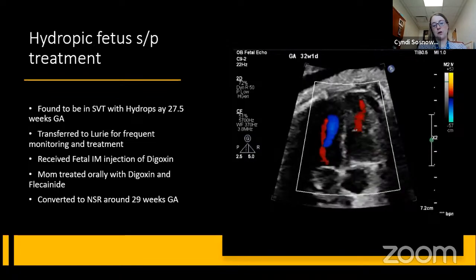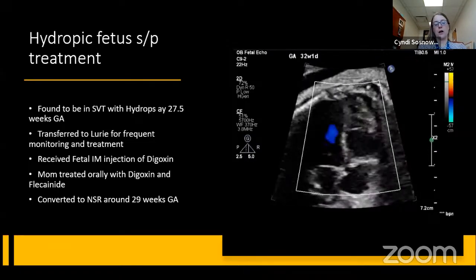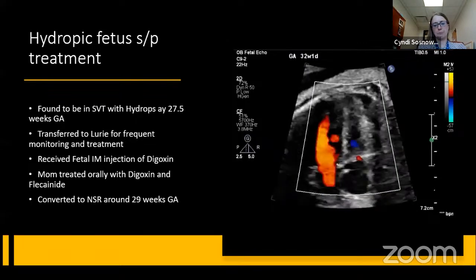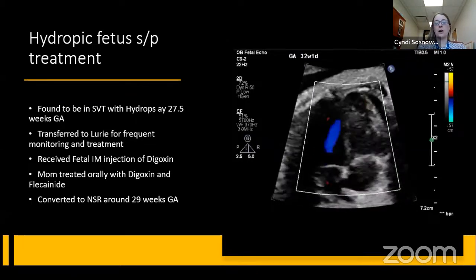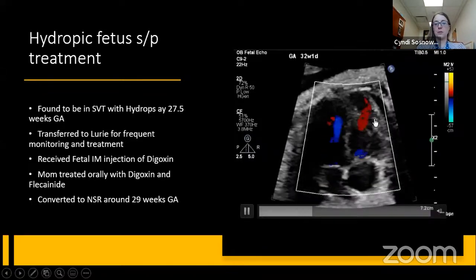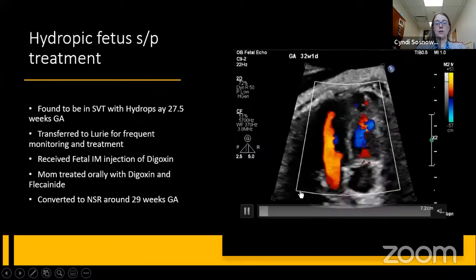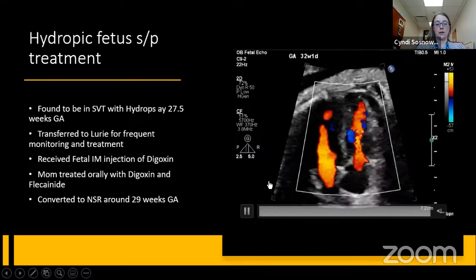So this is when I first saw her back at 32 weeks. I think she had her first couple appointments at the Lurie team. And as you can see, the fetal heart rate is much better. We're not in an arrhythmia. You do see that there is still some pericardial effusion, but it was much improved. And all of the other ascites and fluid had improved significantly.